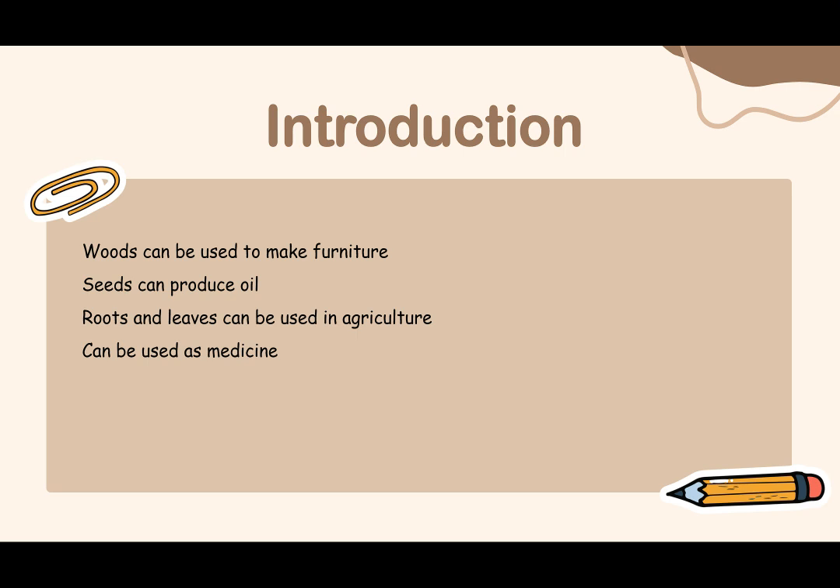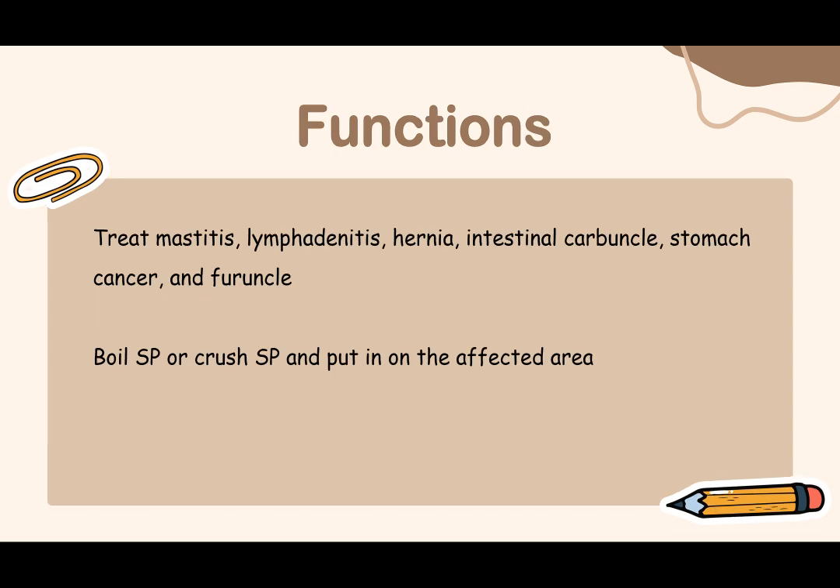And also, it can be used in a lot of fields. For example, the wood of SP can be used to make furniture. The seeds of SP can produce oil, and the roots and leaves can be used in agriculture to prevent harmful insects. And it can also be used as medicine. So let's see what the functions of SP are, and what diseases can be treated by SP.